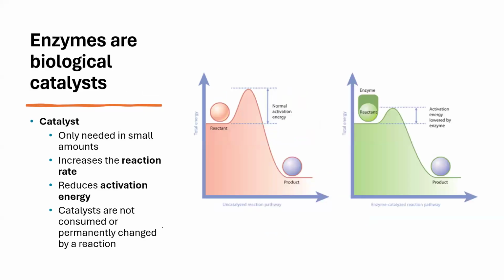Now, what enzymes do is they actually reduce that activation energy and increase the reaction rate. So instead of having to push the ball up this really steep hill, that hill becomes much less steep. And so you need less energy to get up here. And the cool thing is that these catalysts, these enzymes, aren't used up every time they go through this process. They can be reused over and over again.